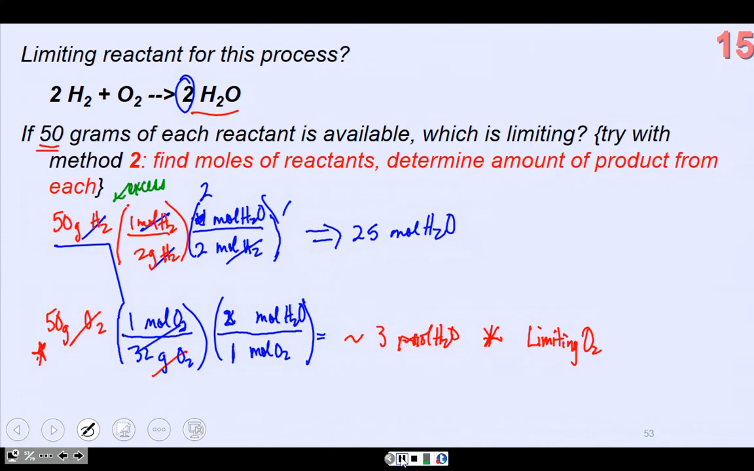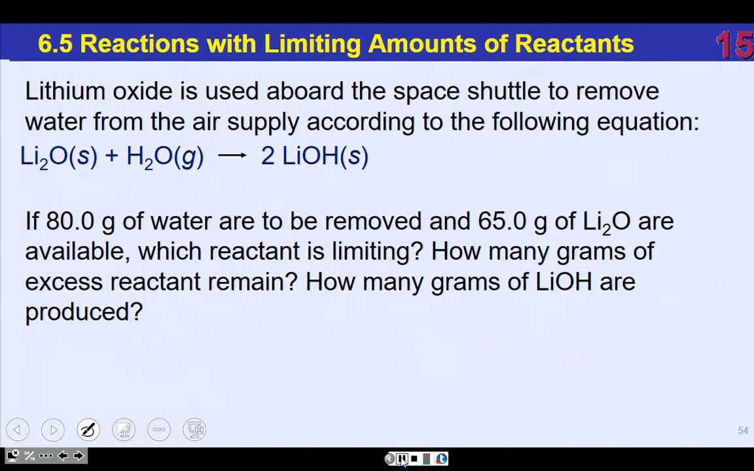All right, would you like to perhaps work your way through one more example? Maybe you wouldn't. Maybe let's try one. Lithium oxide. It's used in the space shuttle, imagine that, to remove water from the air supply according to the equation shown here. We have lithium oxide reacting with water to make lithium hydroxide.